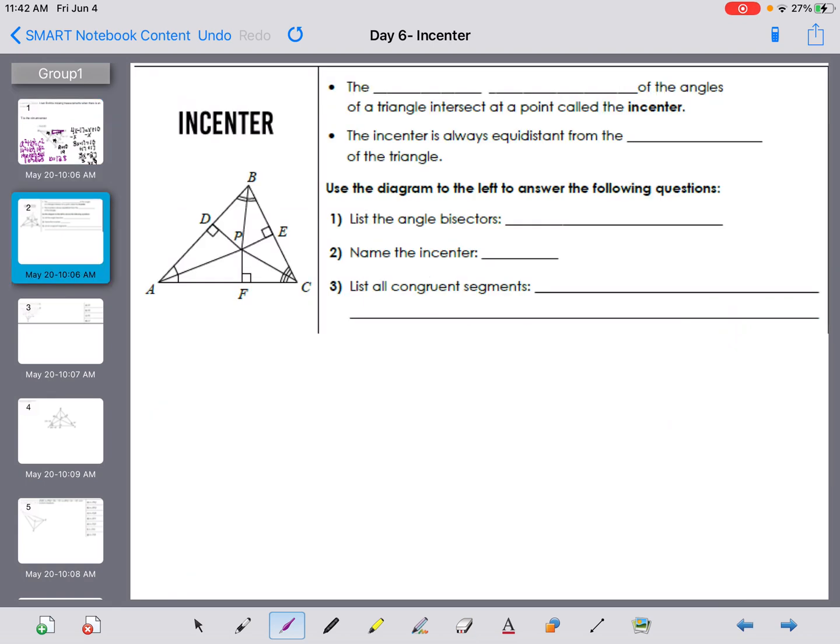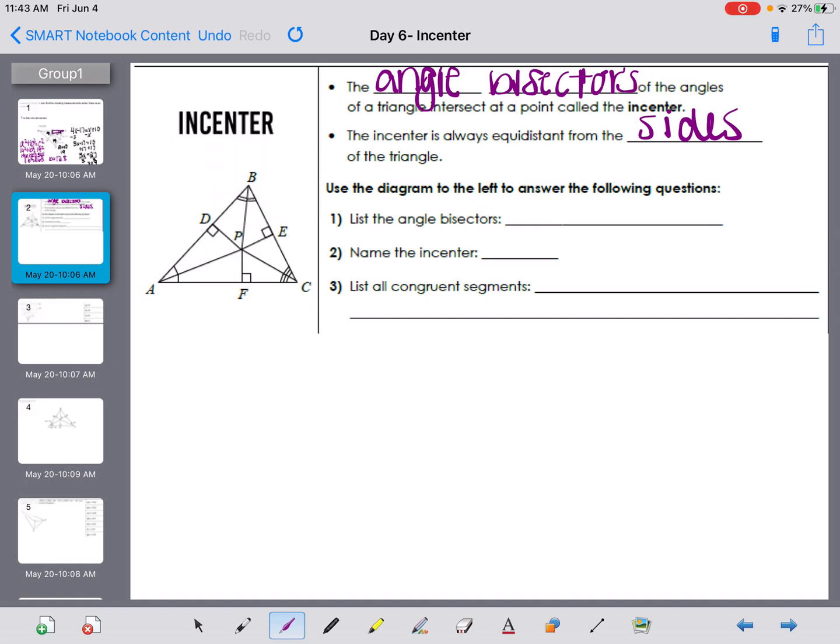So what you are learning today is about an incenter. It's another type of center in the triangle, okay? And what we know about the incenter is that the angle bisectors of the angles of a triangle intersect at a point called the incenter. And the incenter is always equally distant from the sides of the triangle.